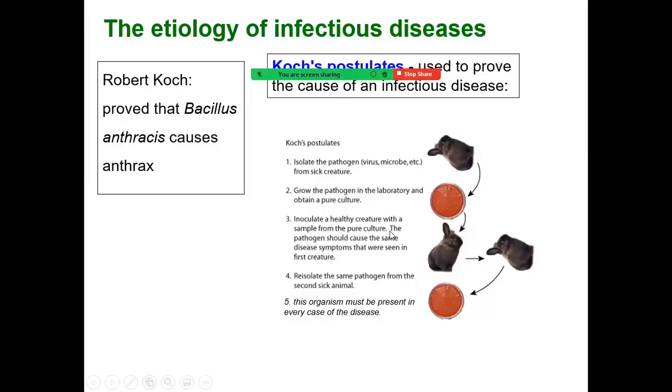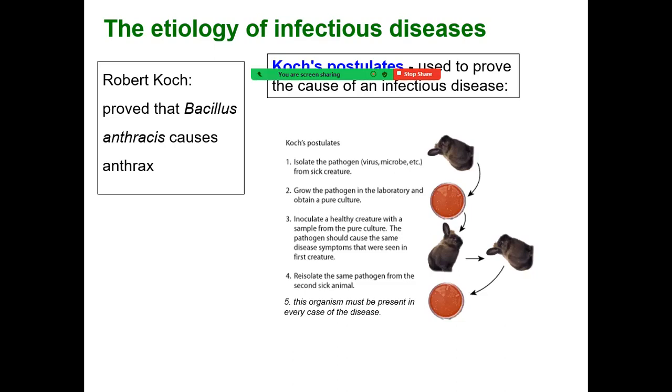Koch's postulates are: you have to isolate a pathogen from an animal which is sick. You then have to grow up the pathogen in culture and obtain a pure culture of the pathogen. We're not going to talk about how you get the pure culture; we're just going to assume you get a pure culture. And then you inject the pure culture into a healthy organism, which could be a human or it could be a bunny. And then if the bunny becomes sick, that's why the bunny's on its side, the poor bunny.